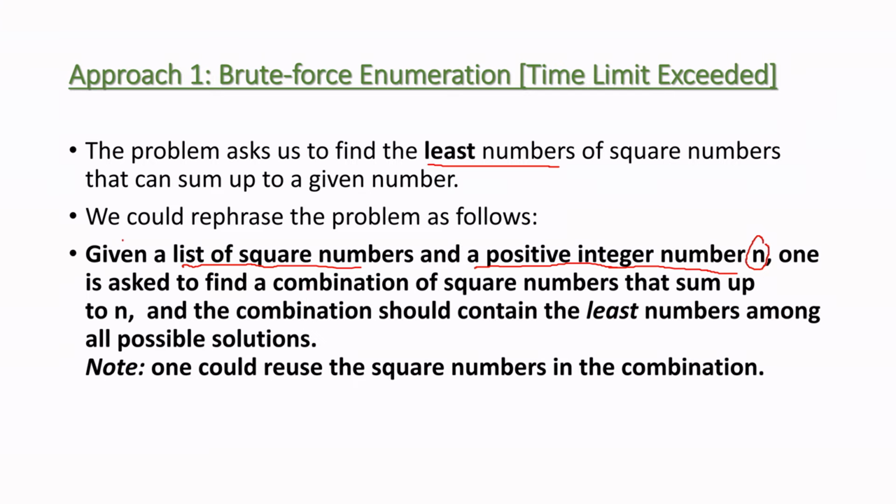combination of square numbers that sum up to n. That will give you the value of n. The combination should contain the least number among all the possible solutions. Whatever combinations we have, we will get the least number. A combination can use a higher number of squares, but we have to find the least, the smallest number. One could reuse the square number in a combination.